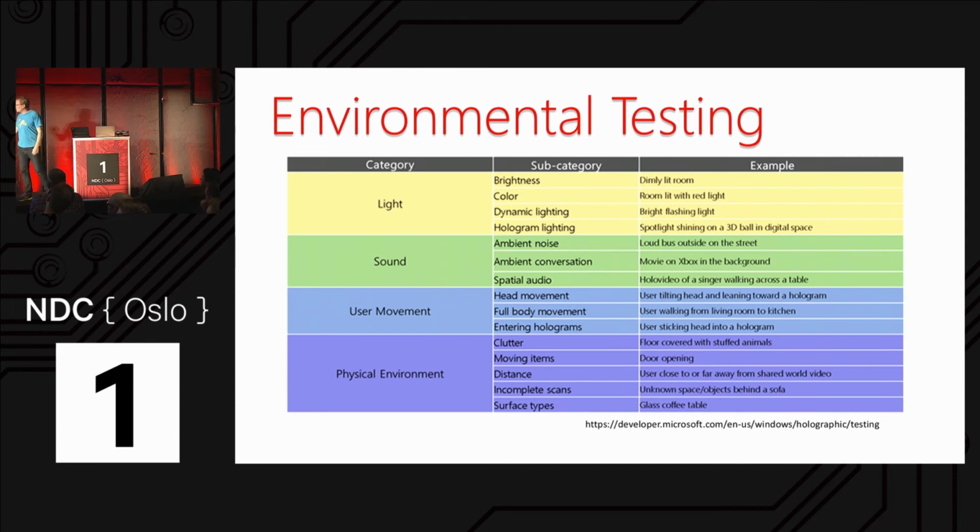So you've got to test that, dimly lit. What if you have red light? What if you have really, really bright light everywhere? Whatever the environment is that you might want to use this app in. Sound, ambient noise, spatial audio. Make sure that you actually can use the spatial audio efficiently. I would really emphasize the sound testing.